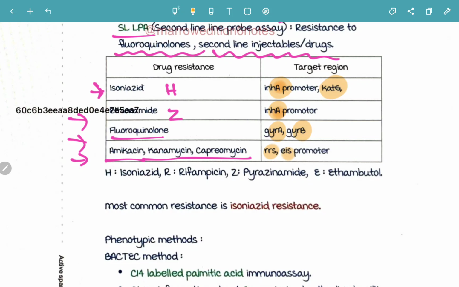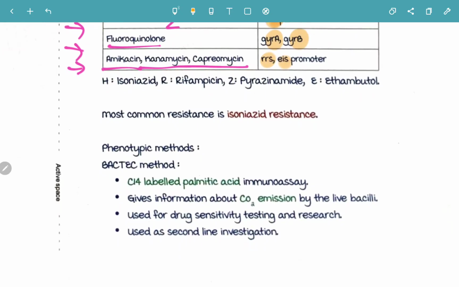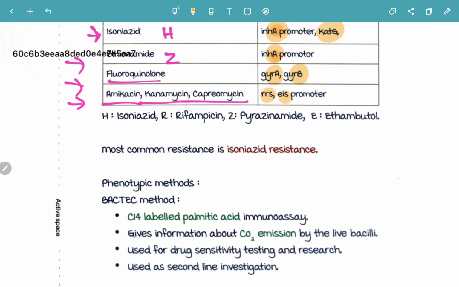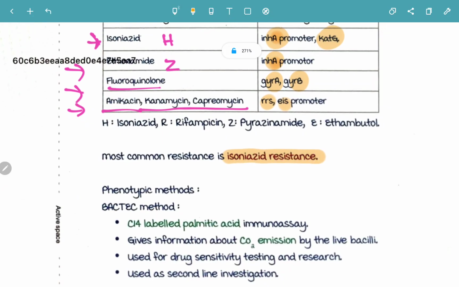Just remember, for isoniazid it's the INHA promoter gene and the KATG gene. For pyrazinamide, the PNCA gene. For fluoroquinolone, it's the GYRA and GYRB genes. The most common resistance always seen is going to be your isoniazid resistance.